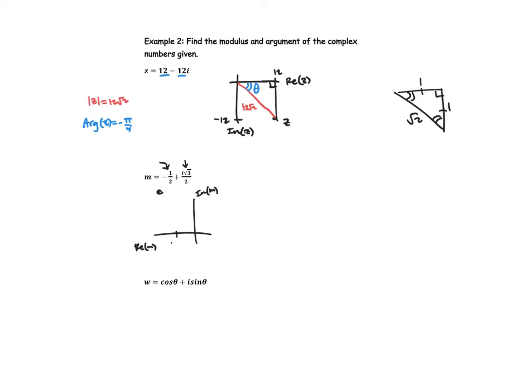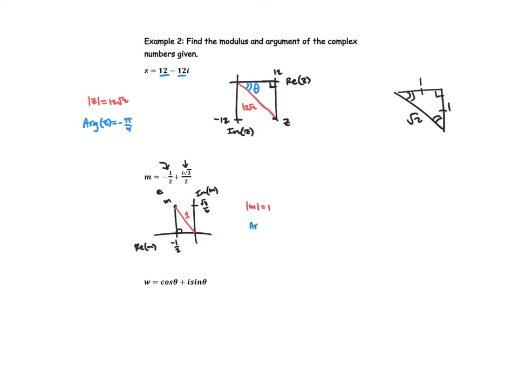Left 1/2 and up, root 3 over 2. That looks very friendly to us. I think we've seen those numbers before. Our modulus here is going to be 1. You either use the Pythagorean theorem or special right triangles, but our modulus of m is going to equal 1.